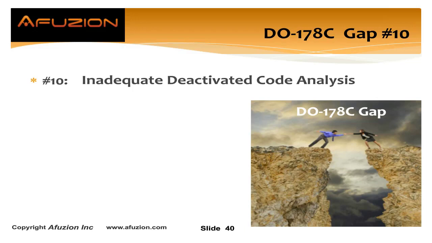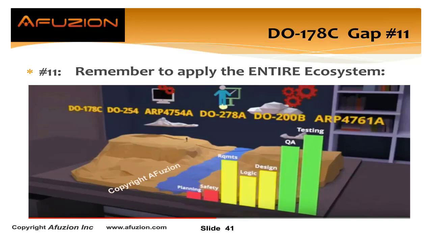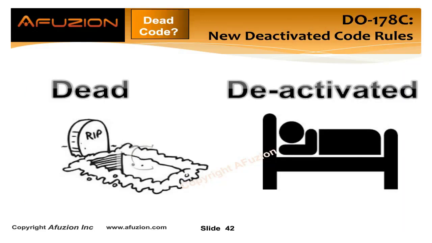Now, gap 11 was related to gap 1. Remember the ecosystem, okay? Or as we say in Europe, the ecosystem. It includes 178, 254, 4754, 278 for ground, DO-200 for data, 4761. All of these things are important, okay? And just to emphasize that ecosystem, let's look at deactivated code again. Dead code and deactivated code need the ecosystem. Remember that ecosystem? 4761, 4754. What is the configuration? Is it safe?